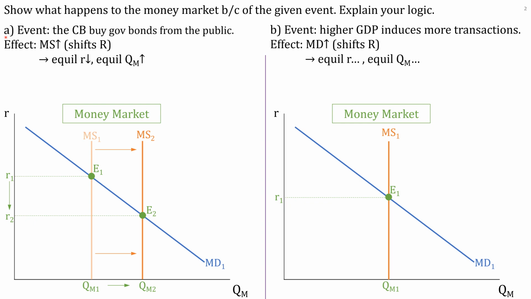So I'll let you figure out the rest. You would shift the money demand curve to the right, label the new equilibrium, and then state what happens to the interest rate and quantity of money.